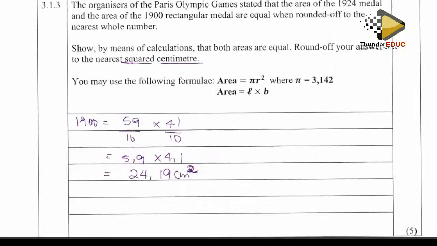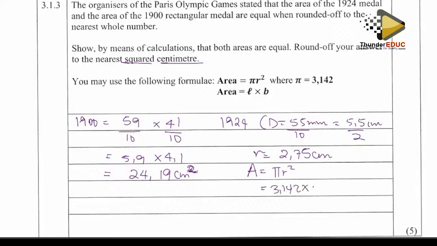But before we look for the radius, here the 1924 medal has a diameter of 55 millimeters. Change that to centimeters, becomes 5,5, then divide it by 2 to look for the radius. So my radius will become 5,5 divided by 2. I have 2,75 centimeters. So simply meaning look for the area, which is pi r squared, which is 3,142 times 2,75. Don't forget, it has to be squared. 3,142 times 2,75 squared. The answer becomes 23,76. Remember, they told us to round it off to the nearest. So when you round off this to the nearest, it's what?